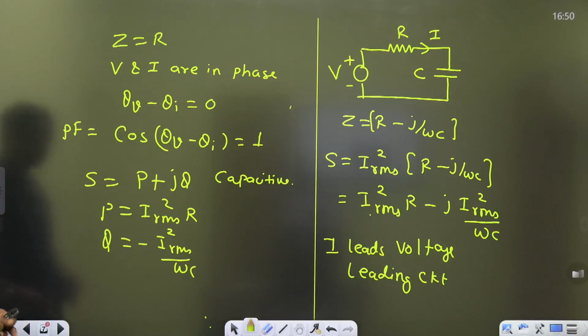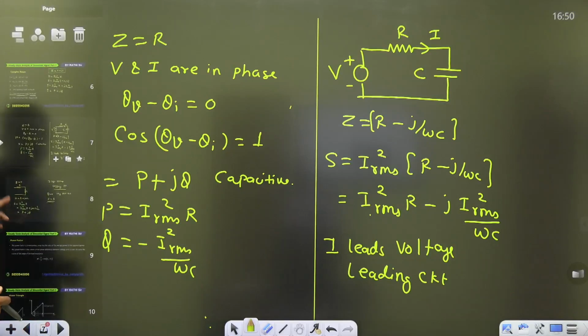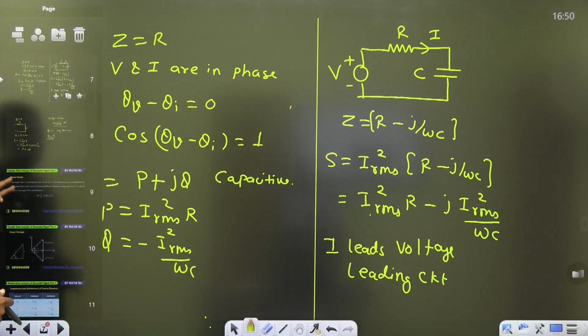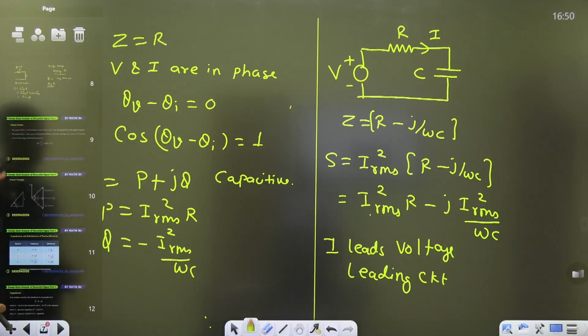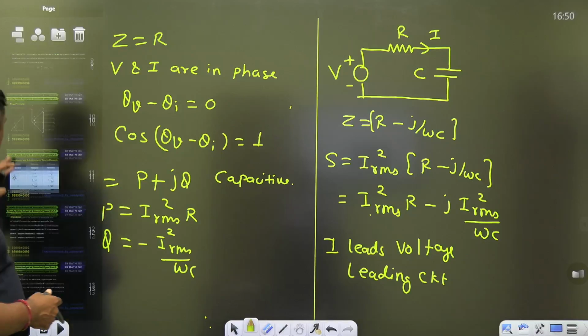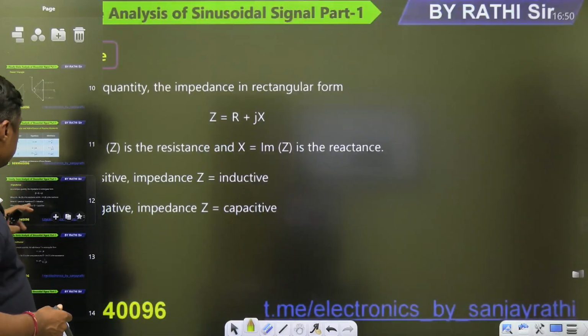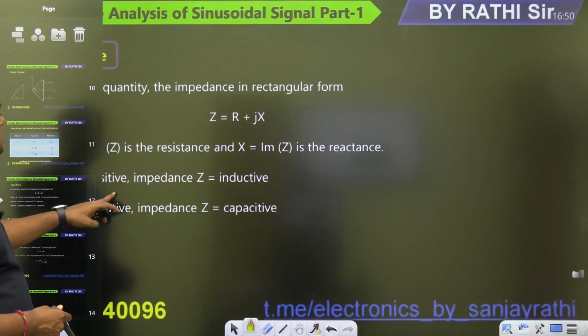So this is the case. Now we will solve a question, and I will give you the idea how the current will lead or lag. I have given you the formula for the power factor, leading and lagging. Then impedance. So this is what impedance, remember.